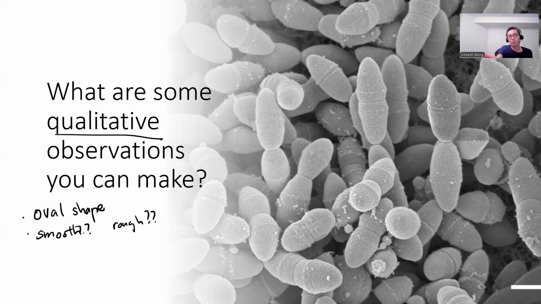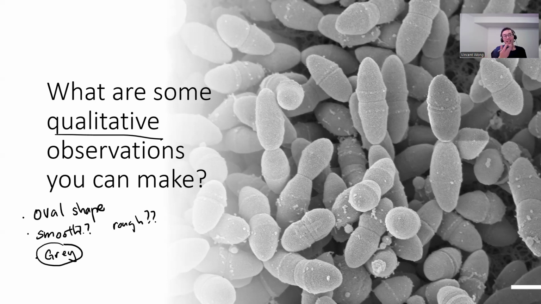Like, what color would you say this is? Actually, Mike already said it, right? It's gray, gray in color. I don't think anyone would disagree with you that this is gray. So some qualitative observations are not subjective. Others can be subjective.